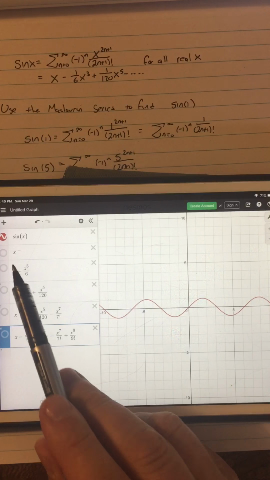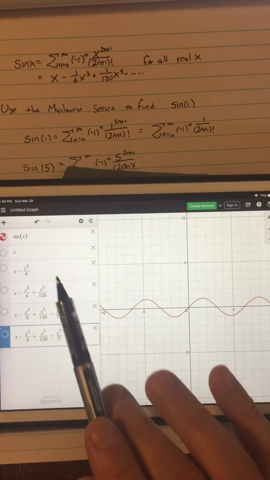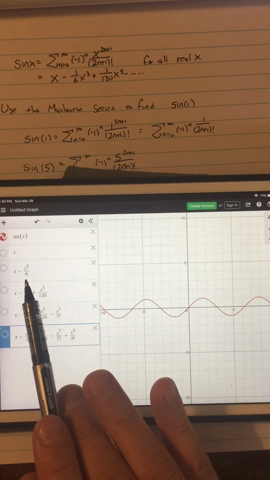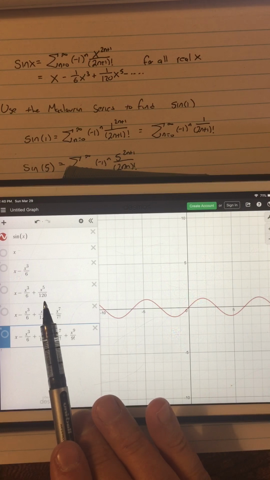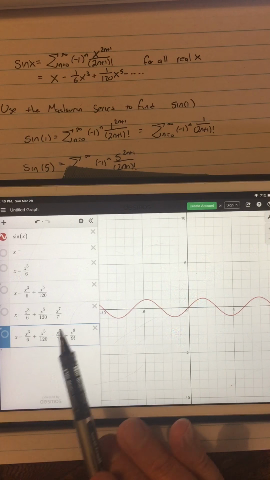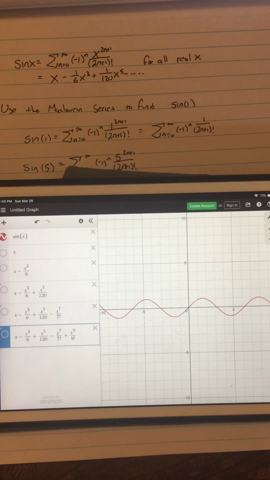And down here, I have x, so that's just one term of the series. I have x minus x cubed over 6, that's two terms of the series. x minus x cubed over 6 plus x to the fifth over 120. Three terms of the series, four terms of the series, five terms of the series. Remember, in the calculator, I used 15 terms of the series, but there's no way I have the patience to write all that out. So let's just look at what each of these look like.